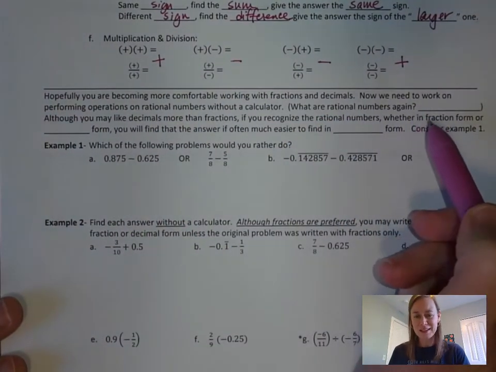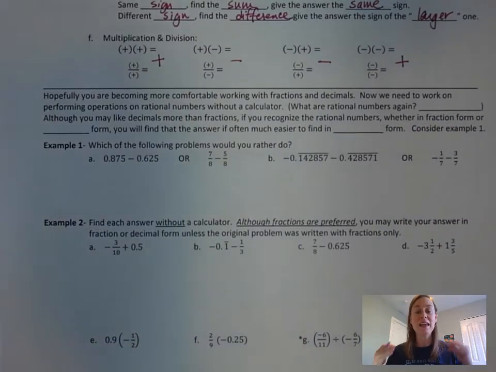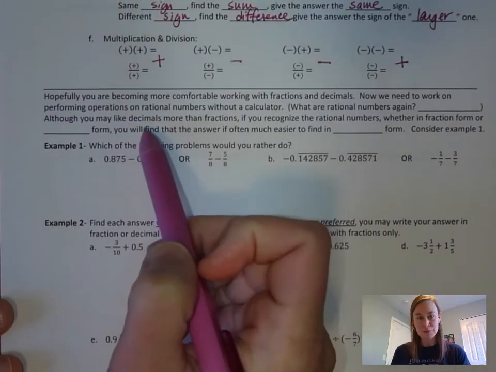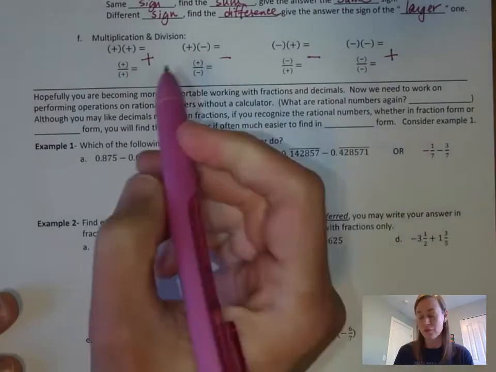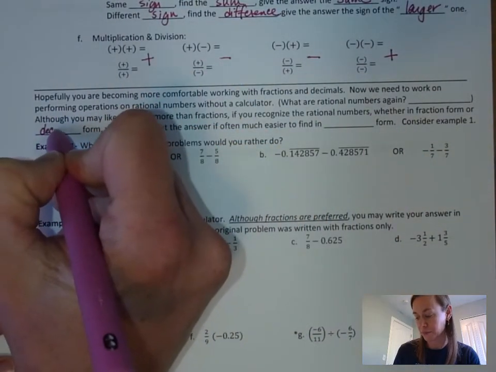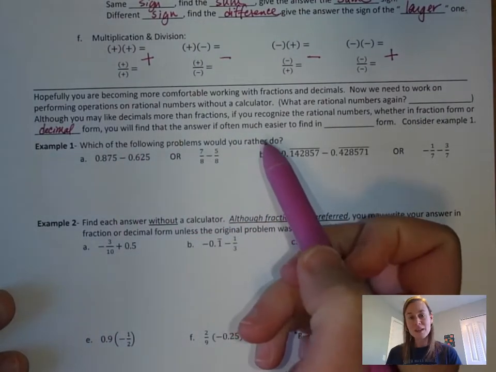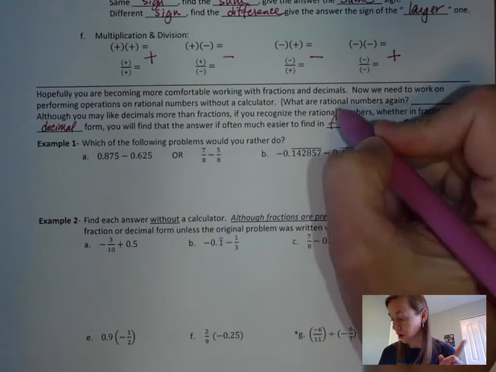I'm not going to write it because it's kind of long, but rational numbers are any numbers that can be written as a fraction. Although you may like decimals more than fractions, if you recognize the rational numbers, whether in fraction form or decimal form, you will find that the answer is often much easier to find in fraction form. Not always, but often.